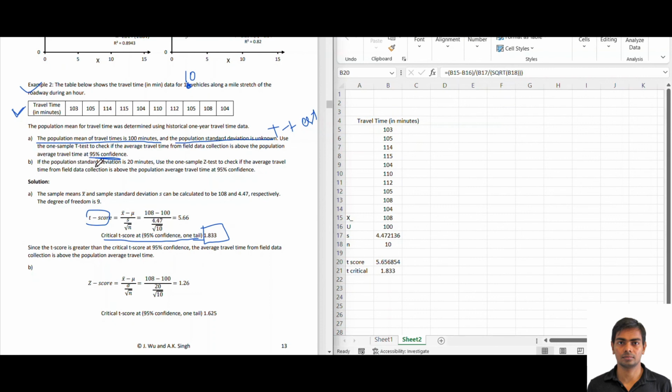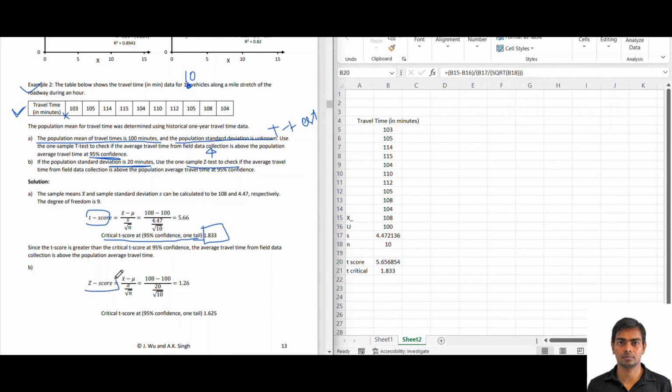Now let's say it is given that the population standard deviation is 20 minutes. Now use the z-test, because we know the standard deviation, so we can use the z-test, which is better than using the t-test. Anytime we can use the z-test, we will use the z-test. Otherwise, only if we cannot use the z-test, we will use the t-test. In this case, the standard deviation is 20 minutes, which is pretty high. So let's check using the z-test whether this simulation data is good enough to match the population mean.